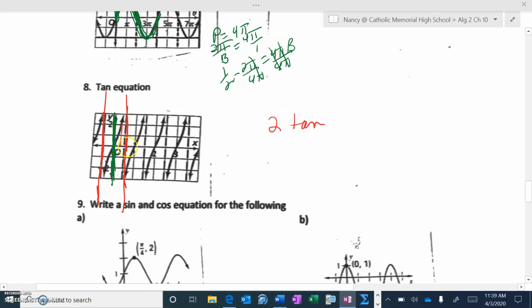And then the period, this first asymptote, if this is a 1, this is at 1/2. So on the other side of the green line, that's 1/2. So your period is 1/2 plus 1/2, which is 1. So again, the period formula for the tan is pi over b equals 1, cross multiply, pi equals b. So there would be your equation.